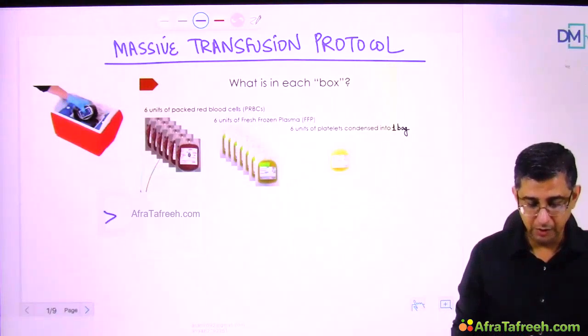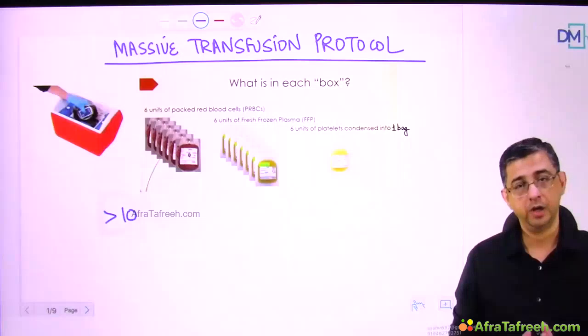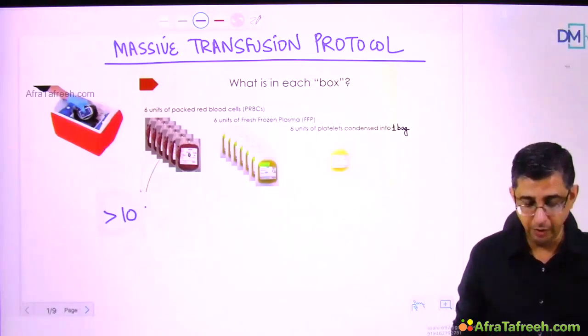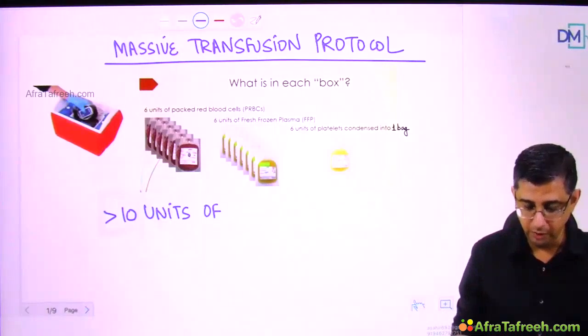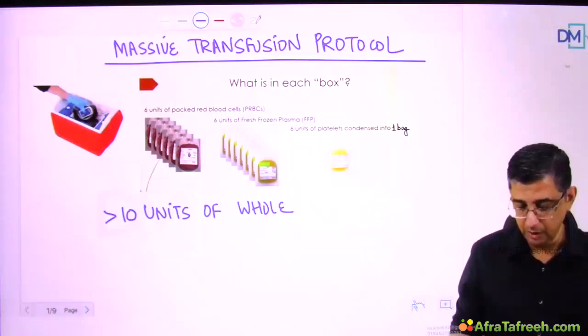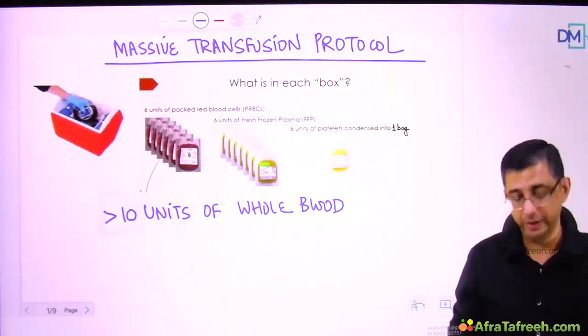The definition for this has been replacement of the entire blood volume of the patient in a 24-hour period, which might be written as more than 10 units of whole blood that was administered to the patient. Though there can be complications also, we'll definitely ensure that those complication rates are minimized.